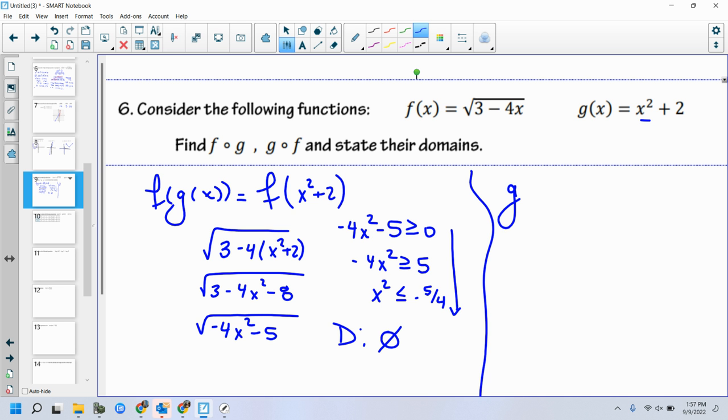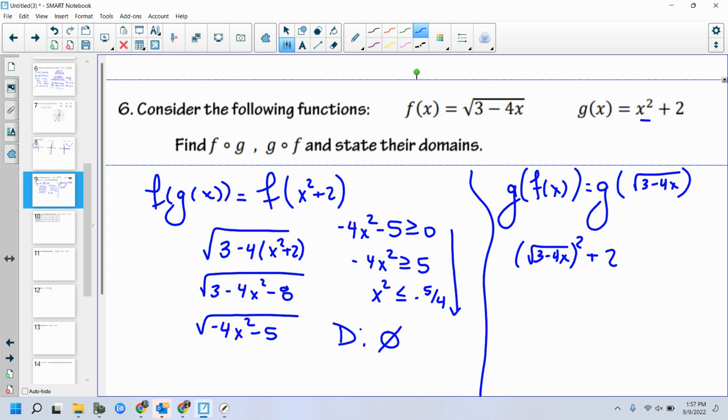All right, let's find g of f of x. Let's leave that one behind. So that means I want g of radical 3 minus 4x. Okay, so that means I'm going to take radical 3 minus 4x, squared, plus 2. Okay, so that removes the squared there. So it's 3 minus 4x plus 2. So negative 4x plus 5.